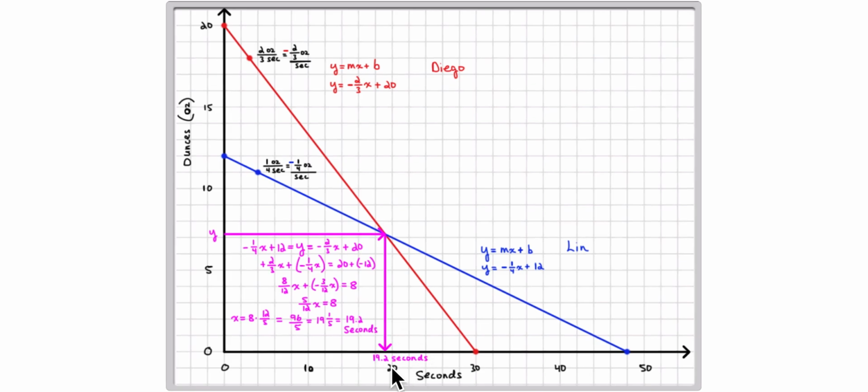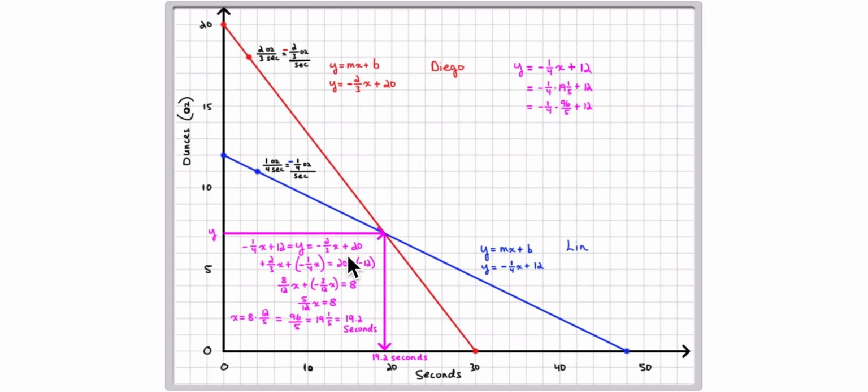That is at 19 2/10 seconds. Now we haven't calculated y yet. You might want to figure out how many ounces is that in their milkshakes at this time of 19 2/10 seconds. How much do they have in their milkshake when they have the same amount?